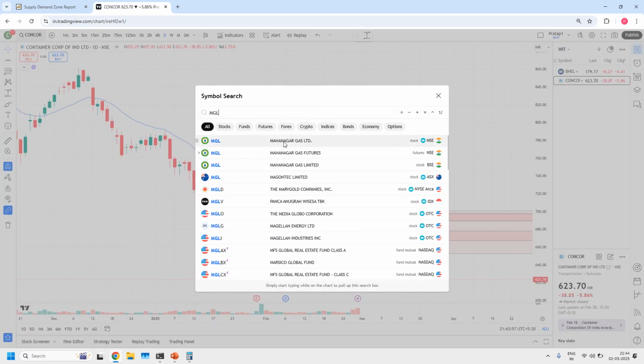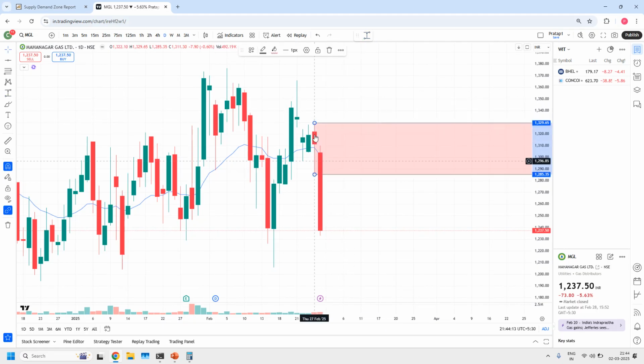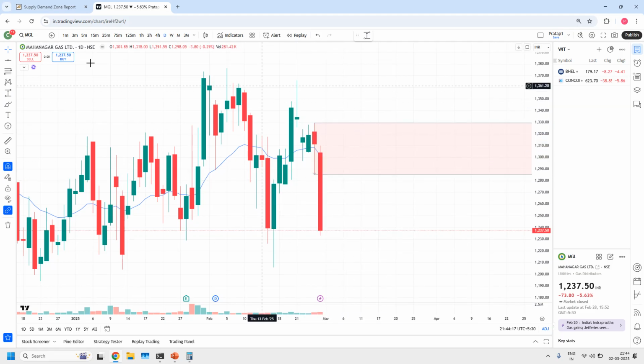Okay, MGL, go to the MGL. This is 75 minutes we have to go. Here in MGL daily we have some base candles, a drop candle. This could be the daily zone. This is the daily supply zone. Probably inside you might be having, because this is also having EMA confluence, right?